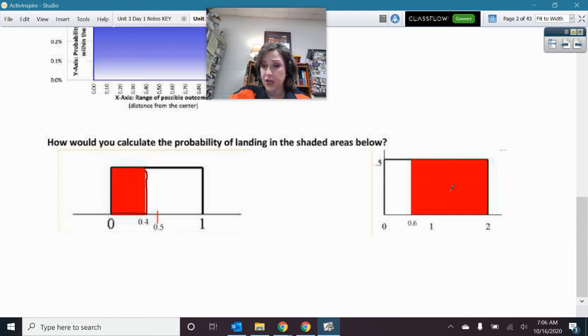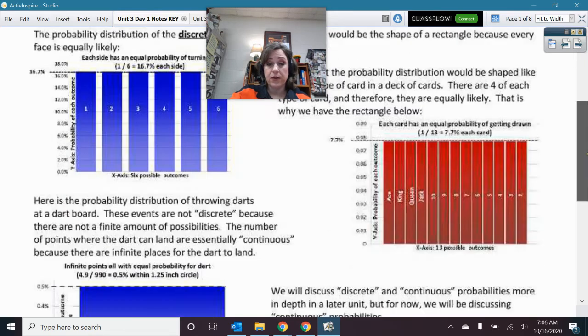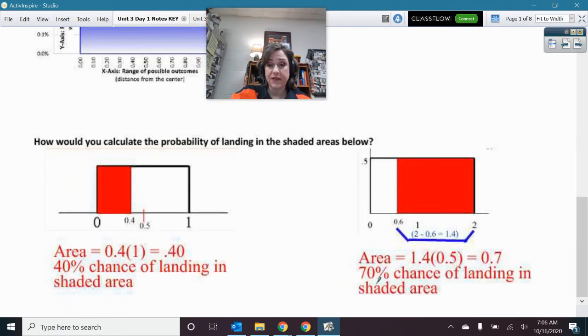Okay, looking at it over here, I notice that this x-axis is going to 2. Because this has to be 100% of the data, and the x-axis is going to 2, therefore this height is 0.5. So the probability of landing in this, so this is at 0.6, I need to calculate the area of this rectangle, of course. So this width here would be 1.4 times the height of 0.5. So we would have an area of 0.7. So there's a 70% chance of landing in that shaded area.